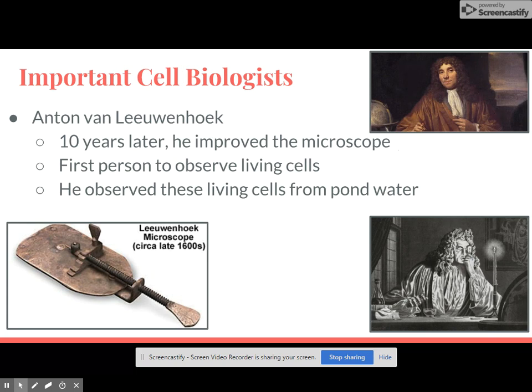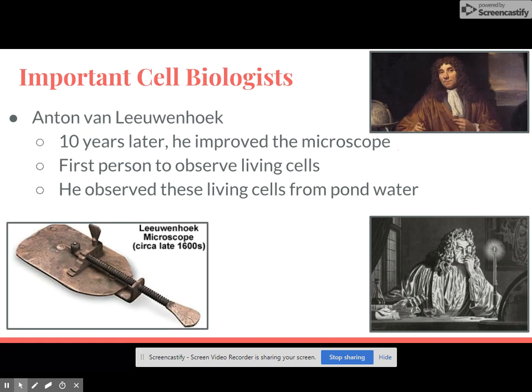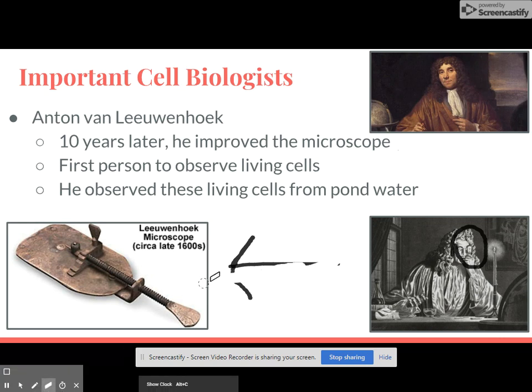Anton von Leeuwenhoek came along 10 years later and improved the microscope. He was actually the first person to observe living cells. So Robert Hooke observed the dead cork, basically from a tree. Von Leeuwenhoek observed living cells. He got those cells from pond water, and he looked at it through this microscope right here, and you can see in the picture he's holding it up to his eye and holding that against the light, and that's how he was able to see the pond water and observe the living cells inside that sample.